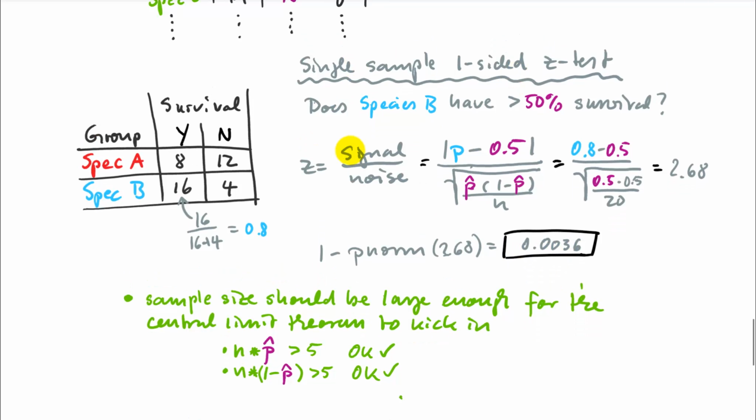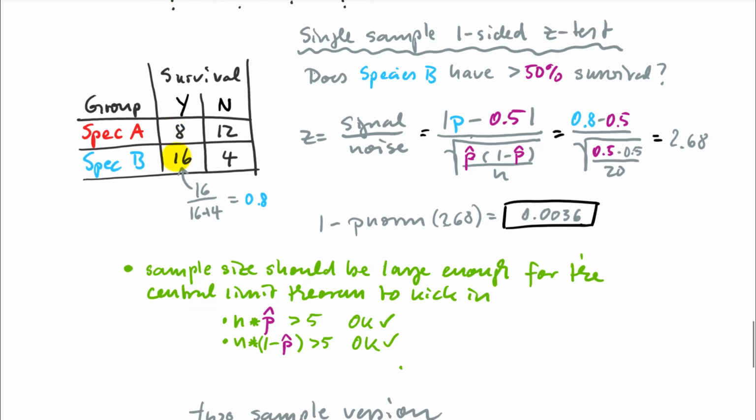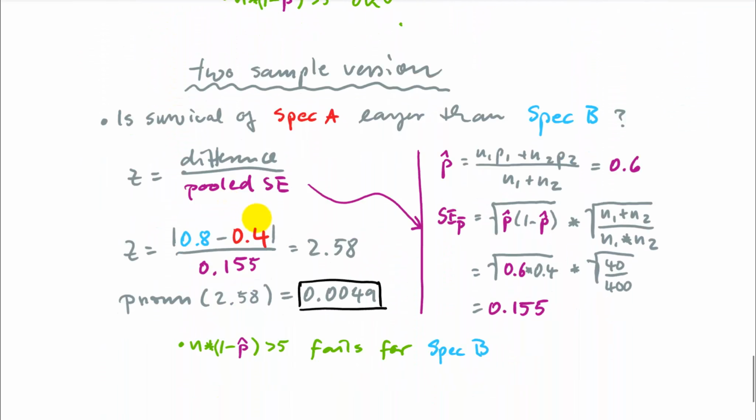And just like for the t-test, there's also a two-sample version here. So if you want to compare species A and species B, rather than species B against a particular threshold, you calculate the other proportion here. So 8 over 20 is 0.4. So survival of species A is 40%. And then just like in the t-test, it's the difference over the pooled standard error.